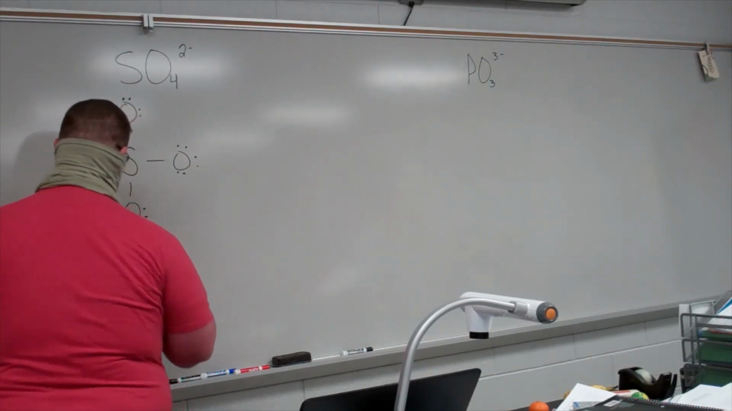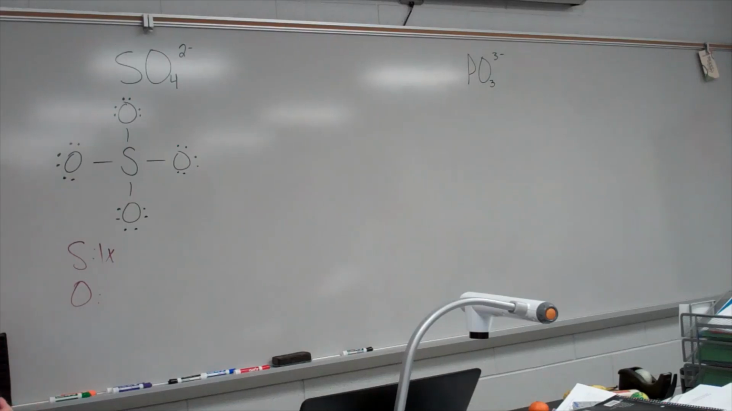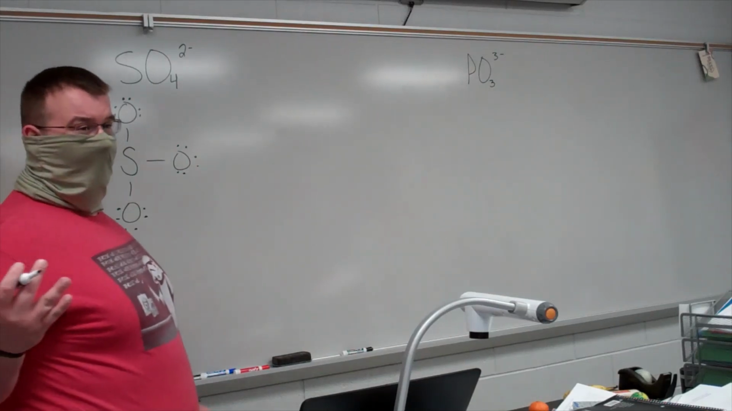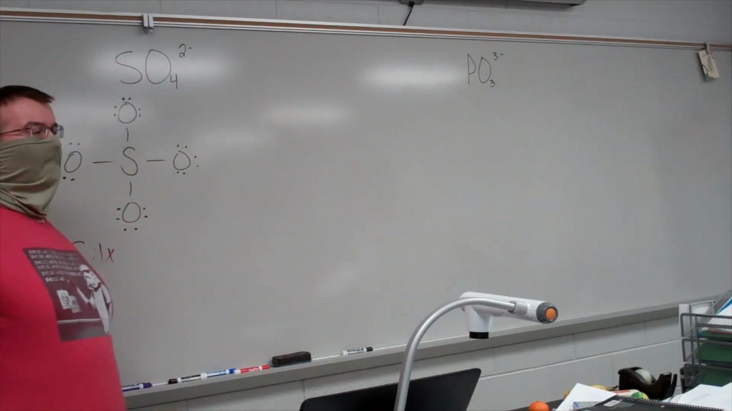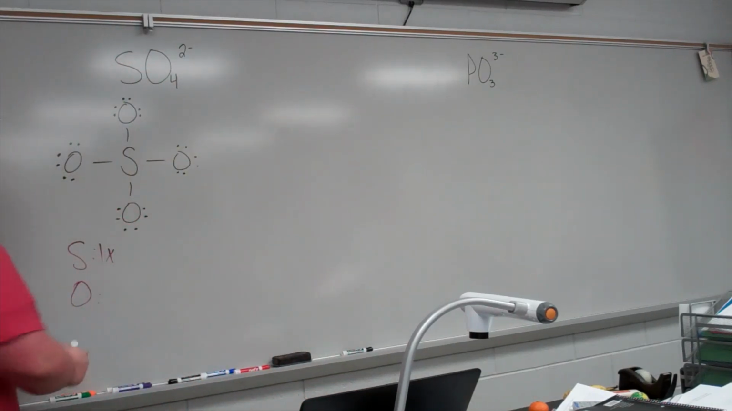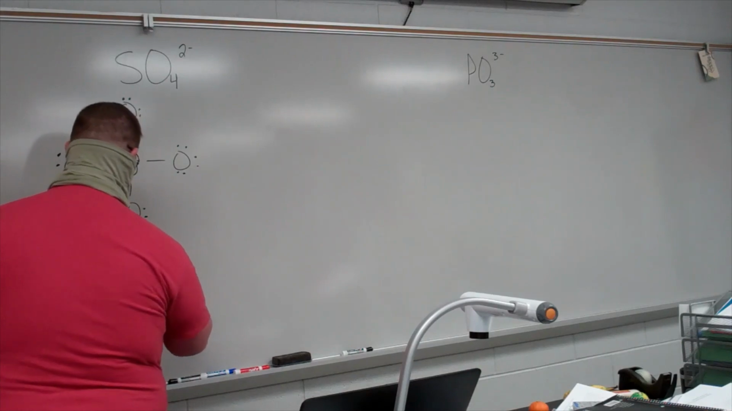So 1 times how many valence electrons does sulfur have? You look at your periodic table. Sulfur is in the 16th column, which means it has 6 valence electrons. 1 times 6 is 6.